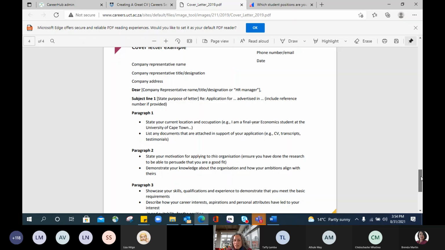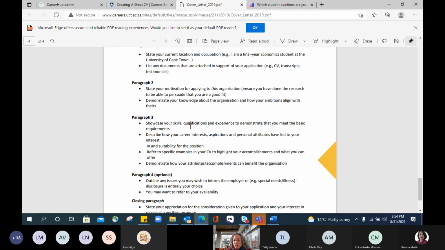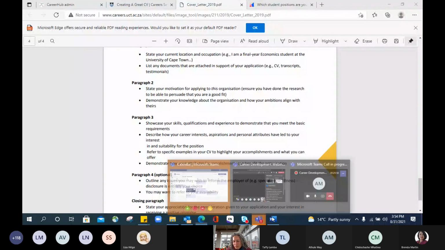And so it directs you, it says exactly like paragraph 3, showcase your skills and qualifications. So there will be overlap with your CV. You won't take everything from your CV, but you're going to take 3 or 4 important points and transfer them to your letter, which will have your own voice to it, if that makes sense.